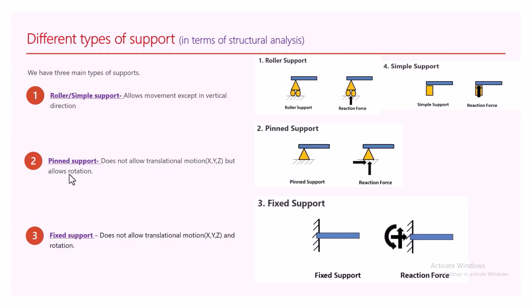Another type of support we have is the pin support. The pin support doesn't allow translational motion, but allows rotation. The translational motion is the vertical movement and the horizontal movement. As you can see from the picture, you are not allowed to move horizontally, you are not allowed to move vertically, but you are allowed to rotate. This is the symbol for the pin support. This is the symbol for the roller. This is the symbol for the simple support.